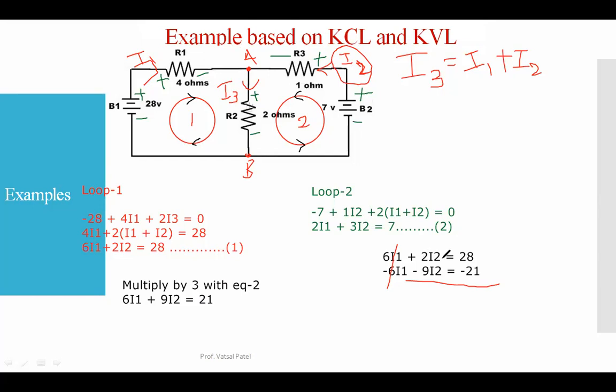So now if we do the calculation here, 2I2 minus 9I2. So can we write like over here it is minus 7I2 component, and 28 minus 21. So can we write it is 7. So what is I2 now? What is the value of I2? Can we write like minus 1 ampere?